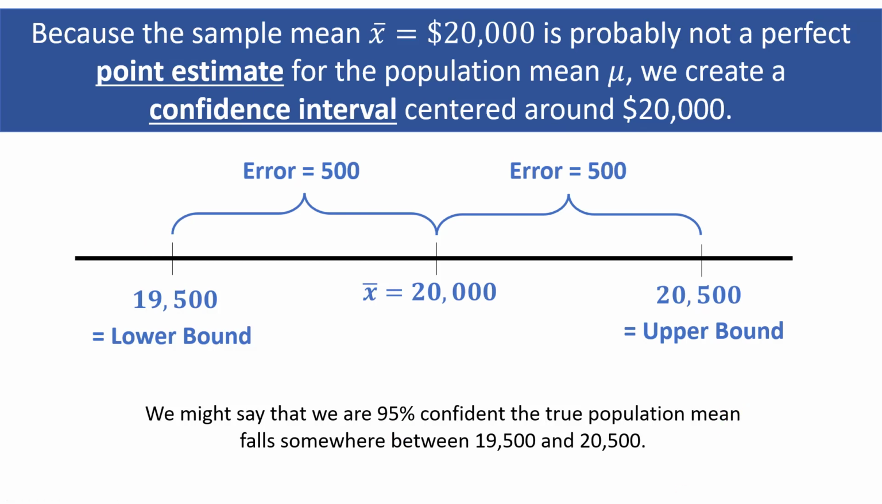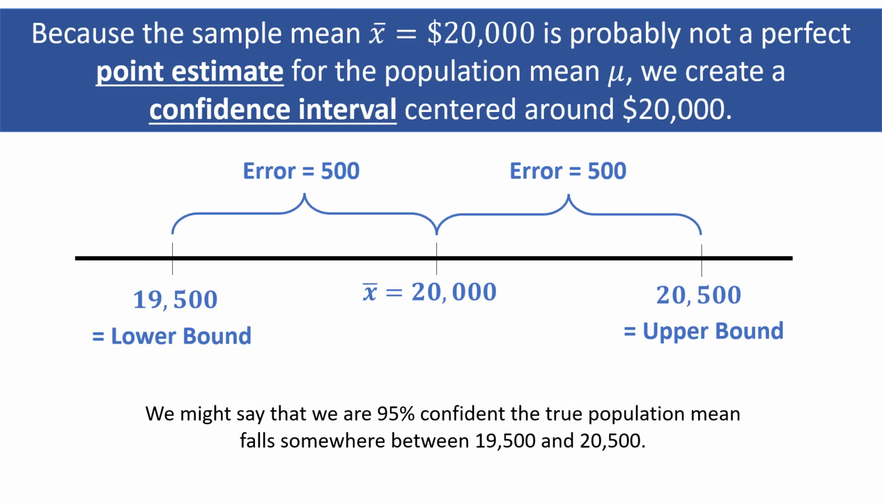A couple of important things to keep in mind are, one, that the error is only the length from the center of your confidence interval to either the upper or lower bounds. A common mistake is to think that the error is the entire length of the interval, which would be 1,000 in this example. The error is only the distance from the center or the point estimate to either the upper or the lower bound.